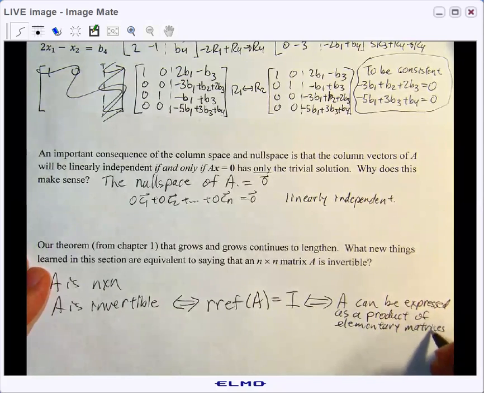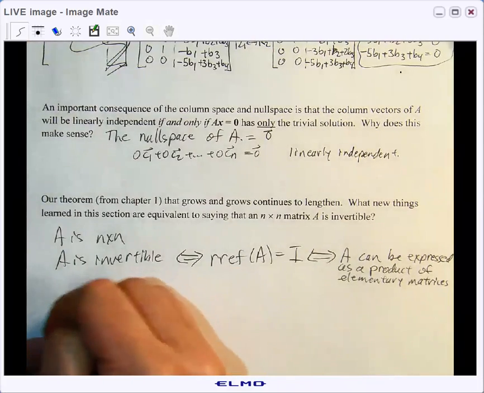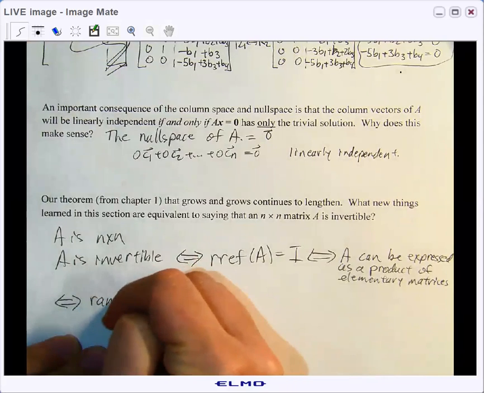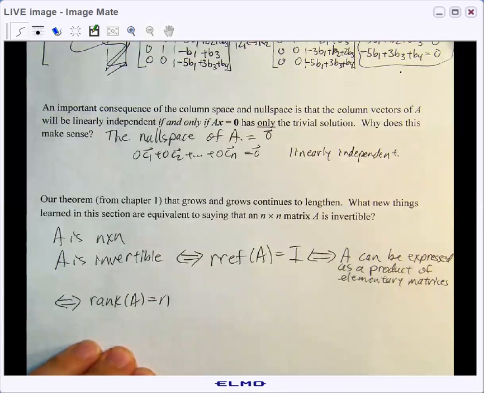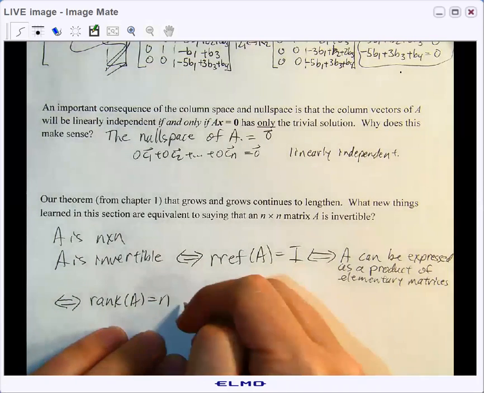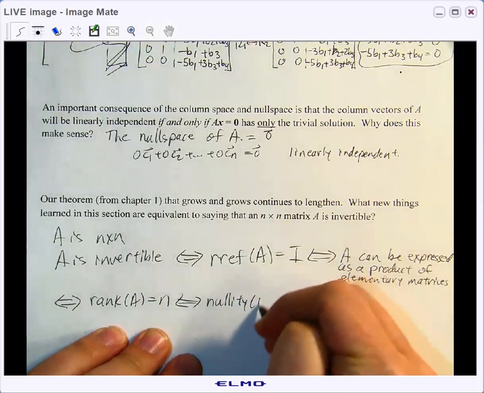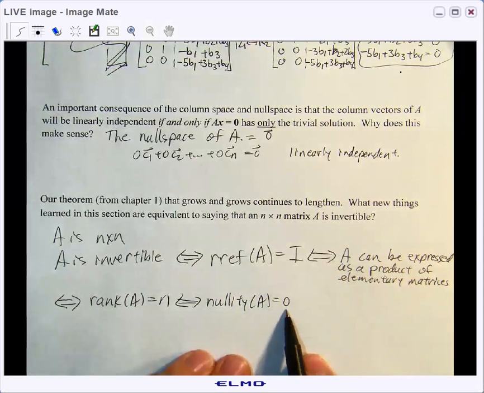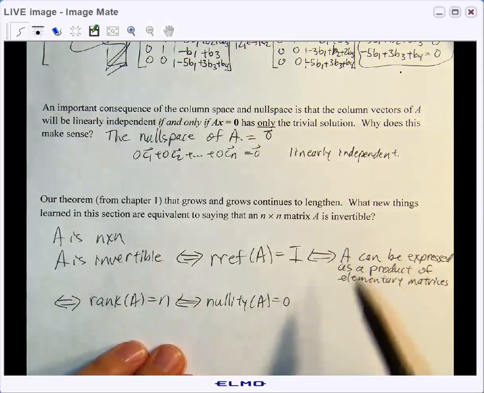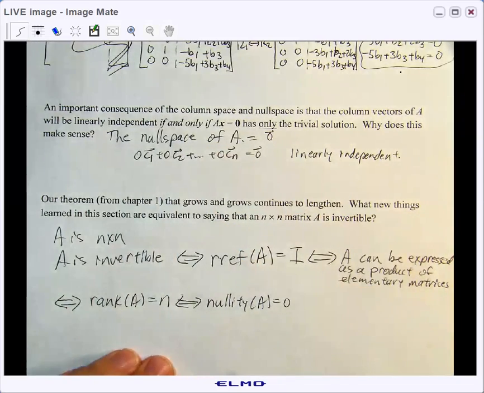Okay, we get a couple new things now, other ways to say that your matrix is invertible. They are different ways to say the exact same thing. So if the rank of matrix A is equal to n, that's another way to say or know that matrix A is invertible. If you say that the nullity of matrix A is 0, that means the null space is only the origin, and if it's a square matrix, the only way that can happen is if the null space is just the origin, so our column vectors are linearly independent.